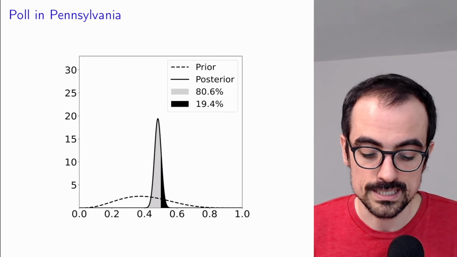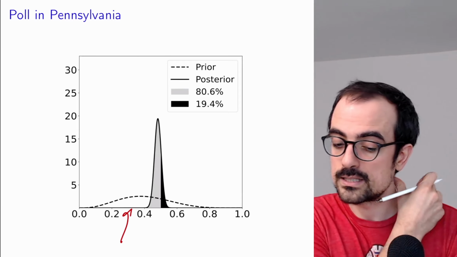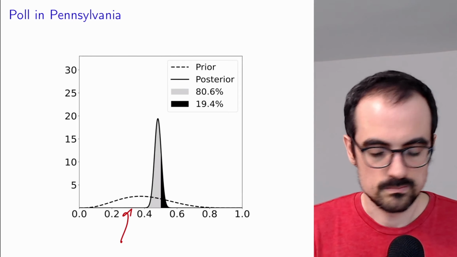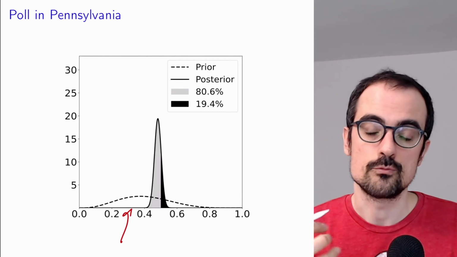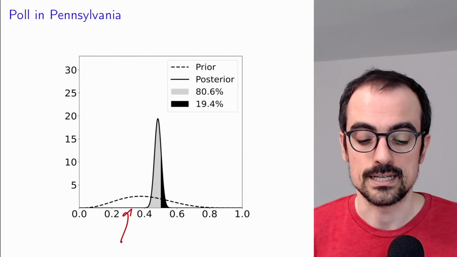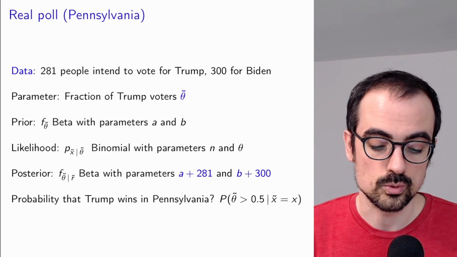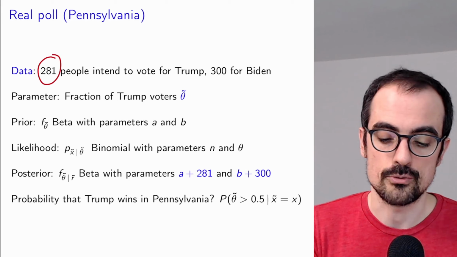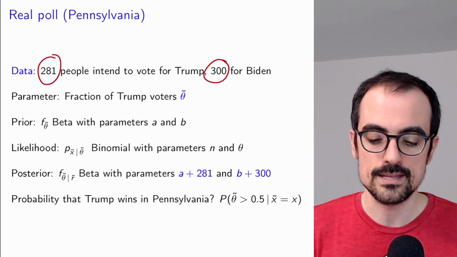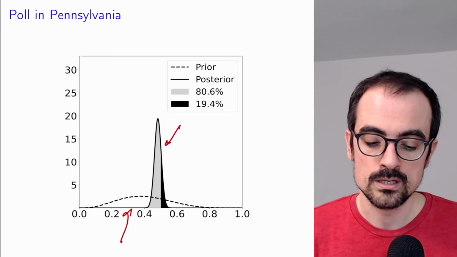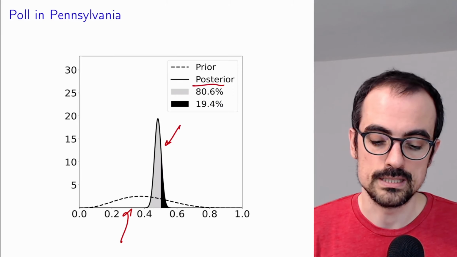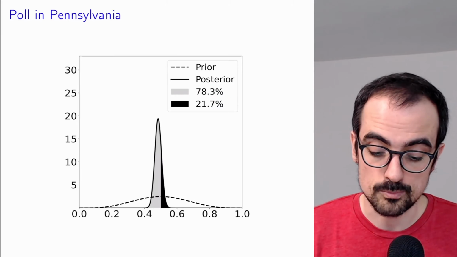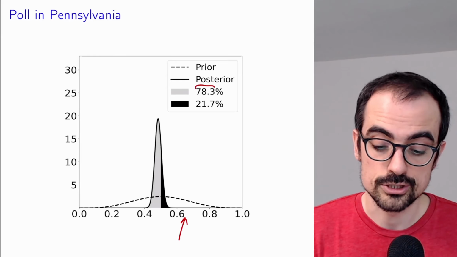So here, imagine that we have a prior that favors Biden. Then under this, if we update it according to the data that I have just explained, where we see 281 people in the poll that intend to vote for Trump and 300 that intend to vote for Biden, this is our posterior, where we say that the probability of Biden winning is 80%. But if we had chosen a different prior, that probability would change.